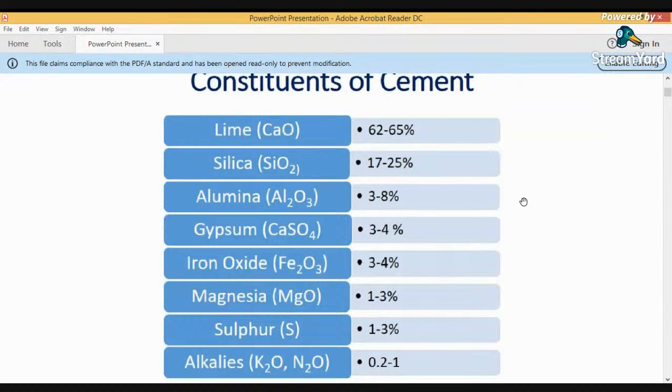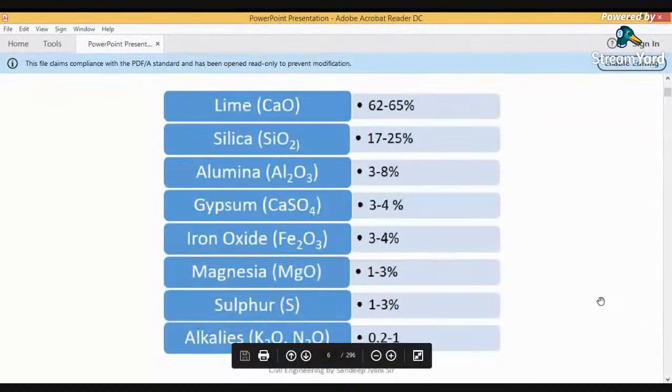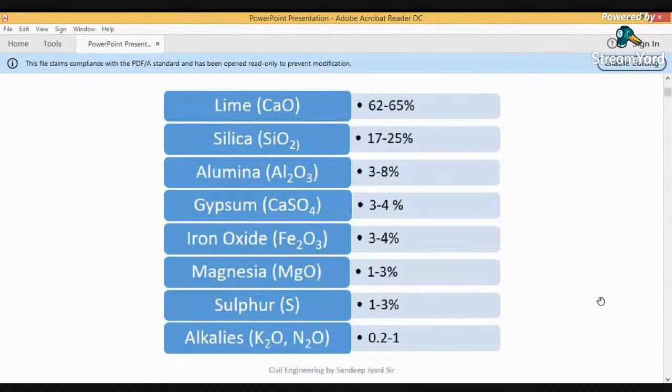What are the constituents of the cement? Lime 60 to 65%, silica 17 to 25%, alumina 3 to 8%, gypsum 3 to 4%, iron oxide 3 to 4%, magnesia 1 to 3%, and sulfur 1 to 3%, and last, the alkali should not be more than 1%. These are the various constituents of the cement we already discussed in the last class.